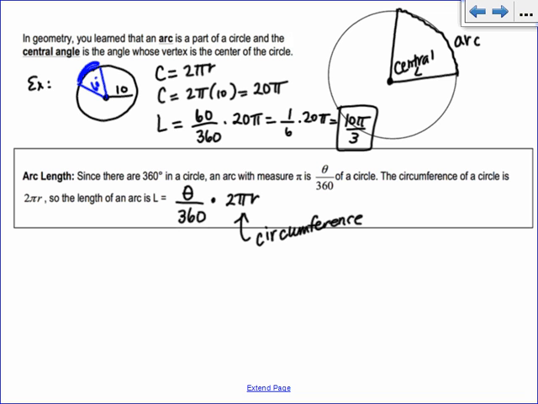Wait, what is the theta? Theta is an angle. Yeah. The angle. You've seen theta? Seen theta, right? Okay.